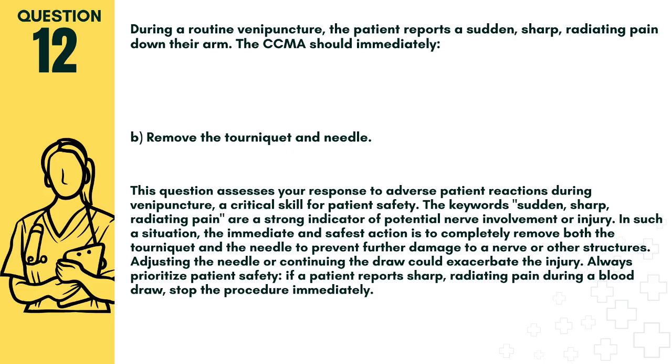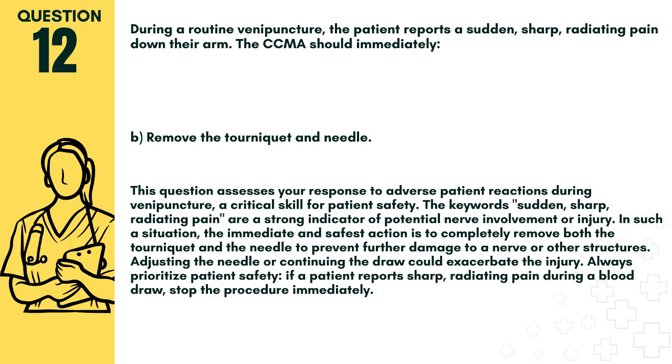Answer: B. Remove the tourniquet and needle. This question assesses your response to adverse patient reactions during venipuncture, a critical skill for patient safety. The keywords sudden, sharp, radiating pain are a strong indicator of potential nerve involvement or injury.